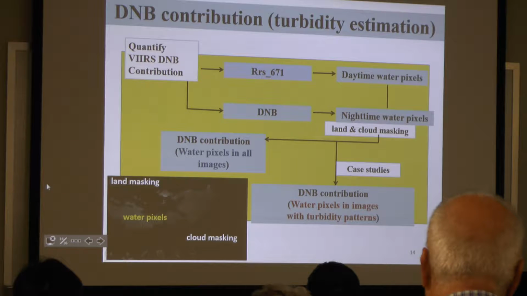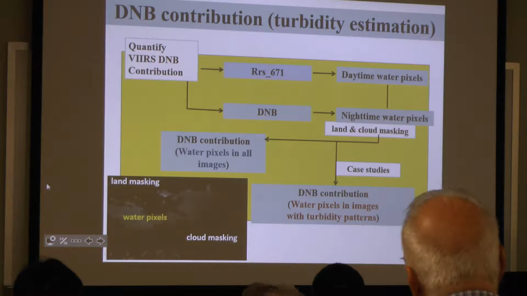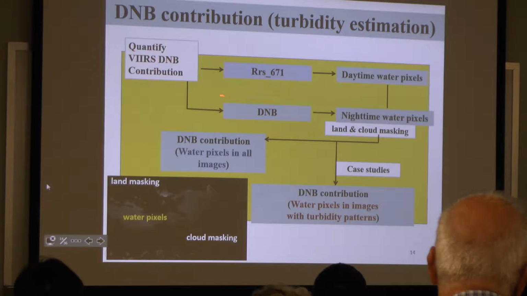So here's the flow chart of the daylight band contribution for turbidity estimation. Firstly, daytime water pixels can be counted through the red reflectance images. Nighttime water pixels can be calculated through the daylight band images after land and cloud masking. The figure at the bottom shows a sample. The black area at the top and the bottom shows the land masking and cloud masking. The region in between shows the water pixels. The water pixels will then be used to count the daylight band contribution.